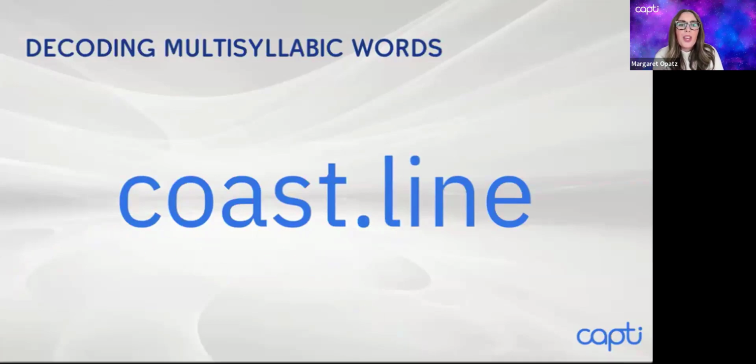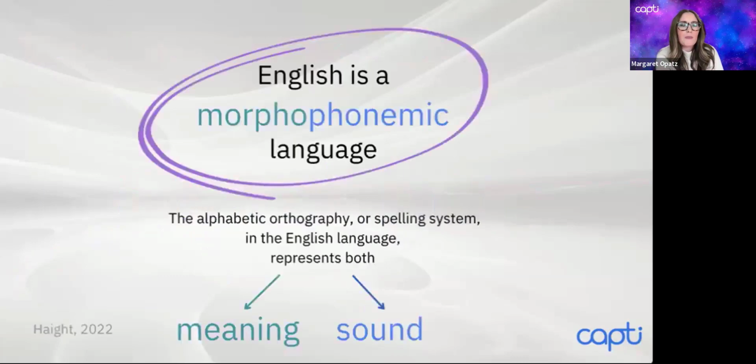And then something I think that's really important, and I just pointed it out as that sixth syllabication rule, students need to know morphemes. And morphemes are really important. We're talking about decoding today, but we really can't separate morphemes from decoding because English is a morphophonemic language. So what this means is that our spelling system does two things. It represents the meaning in words and the sound.